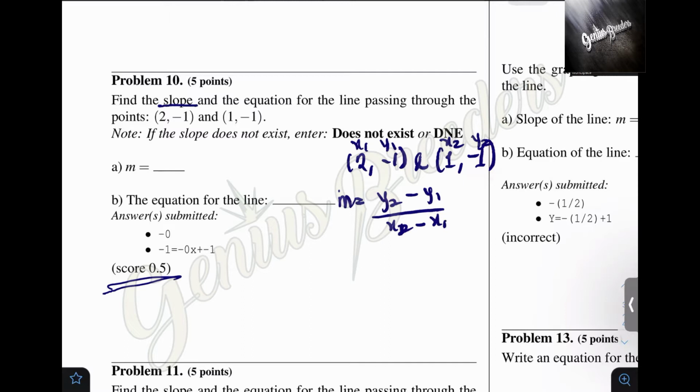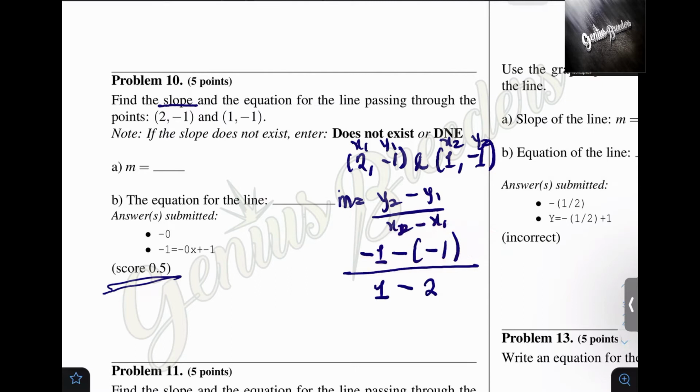So your y2 is negative 1, minus y1, which is negative 1. So you see that I put that bracket there. All over your x2, which is 1, minus your x1, which is 2. So now let's do what's up here.